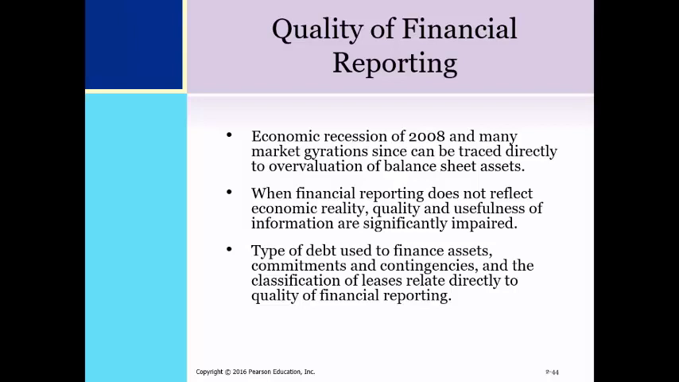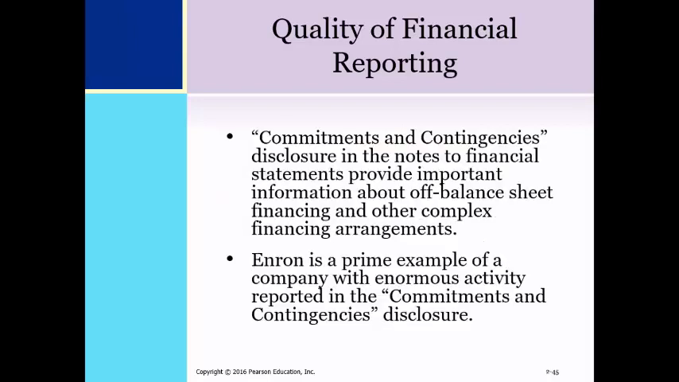The type of debt that is used to finance assets, commitments, and contingencies, and the classification of leases is also directly related to the quality of financial reporting. Commitments and contingencies are disclosed in the notes to the financial statements and can provide important information regarding off-balance sheet and other complex financing arrangements. Enron is an example of a company that had extensive commitments and contingencies reported in the notes.